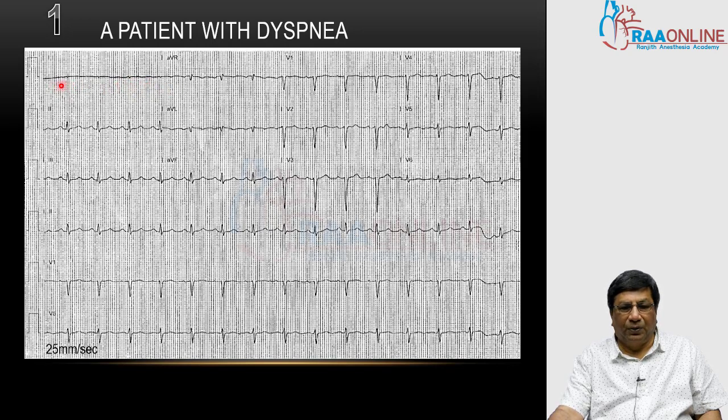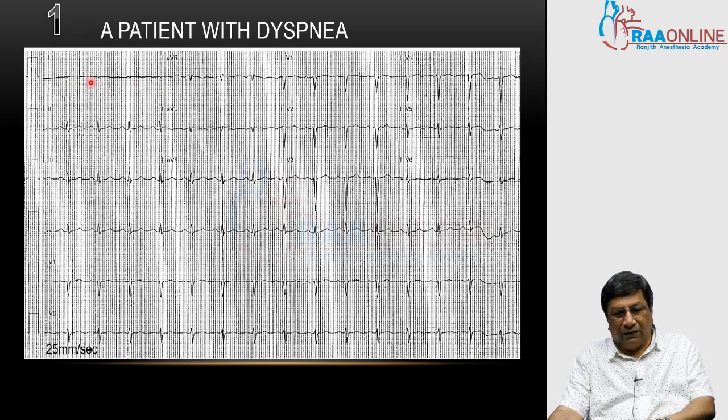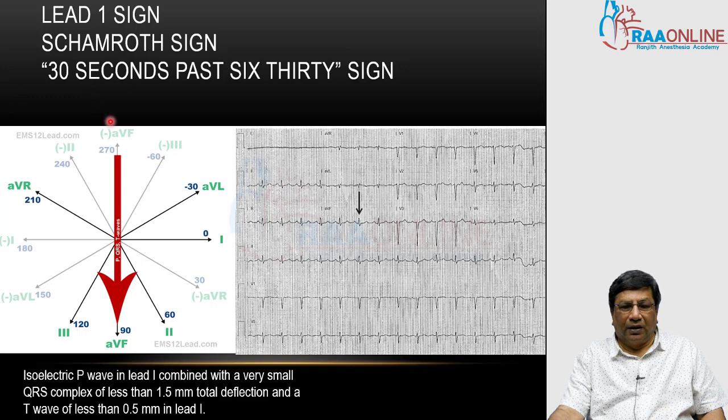got severe COPD. So the lead 1 sign is because severe COPD produces a shift of the axis of the P wave, the T wave and the QRS towards a vertical direction, towards lead aVF. Because all these complexes are coming towards aVF, the perpendicular lead, lead 1, is showing all complexes equiphasic and very small. That's why it is called lead 1 sign or Shamroth sign.